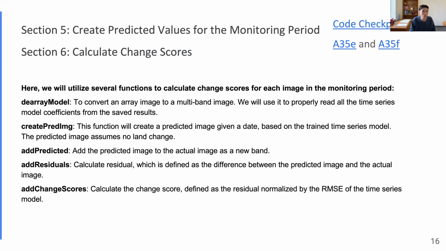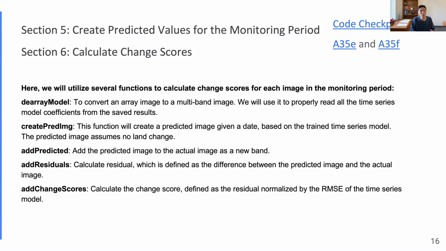So our change detection will be based on a metric I call the change score. The change score is a measurement of how new images differ from the model prediction. The model prediction assumes there is no land cover change happening on the surface. It will just predict based on the prior data, so it's trying to just continue the status quo. Nothing changed. What's the image going to look like based on the trained time series?